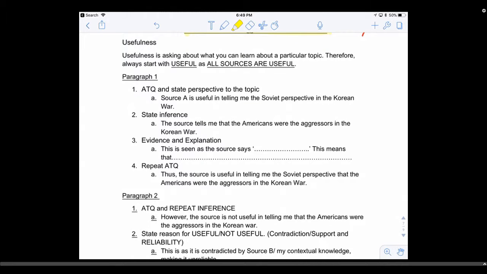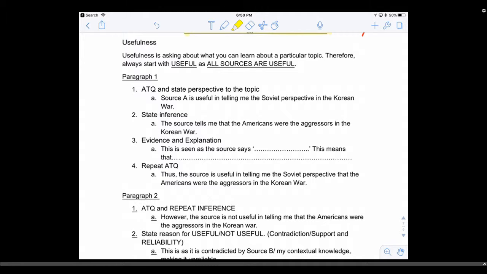Okay, so now moving on to the usefulness. Now, usefulness is slightly similar to reliability. The only difference is that for usefulness, make sure that you know that all sources are useful. Because what is usefulness? Usefulness is what the source tells you about a particular topic, right? What new information can you gain about the topic from the source itself? So in a way, all sources are useful. Whether they are reliable or not, they will still tell you something about the topic, right?